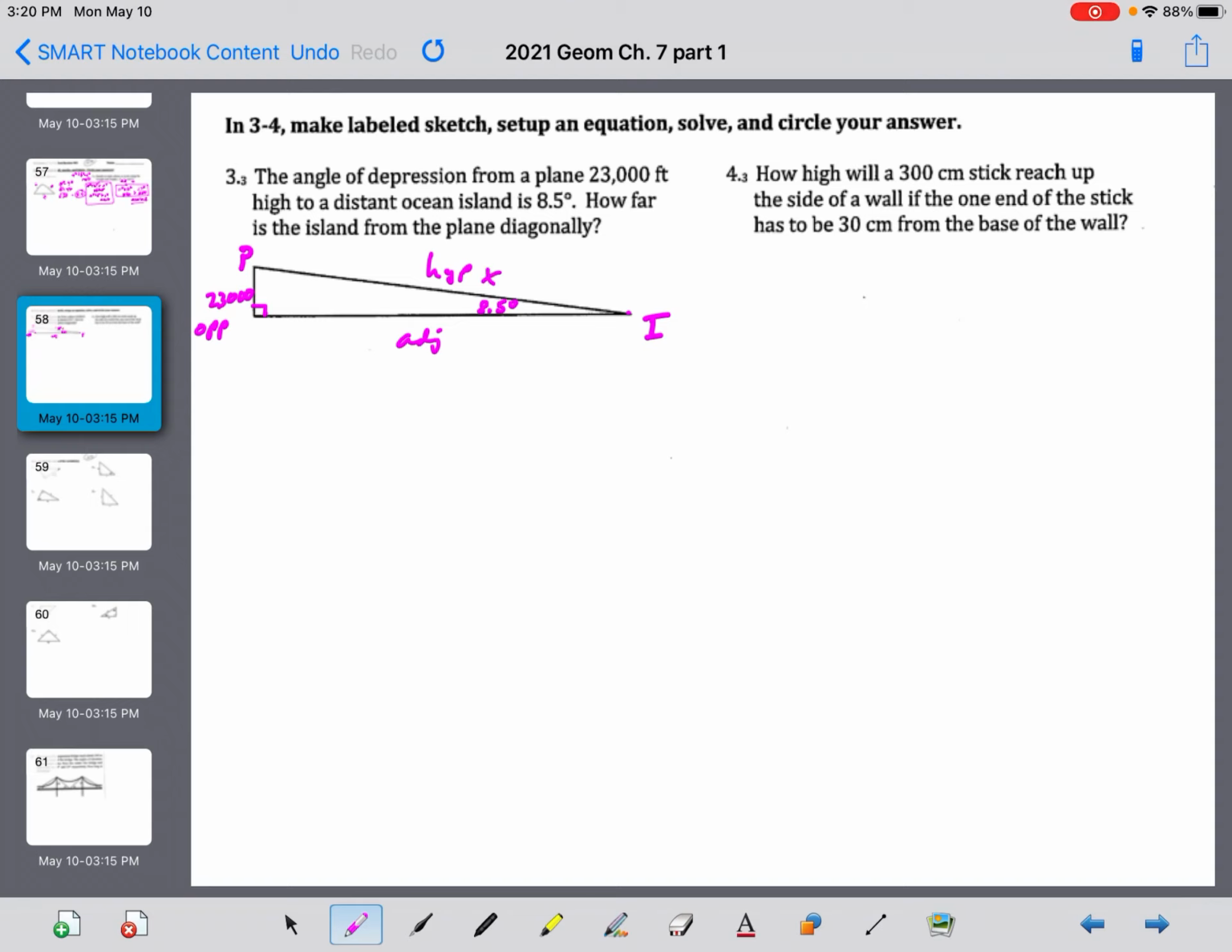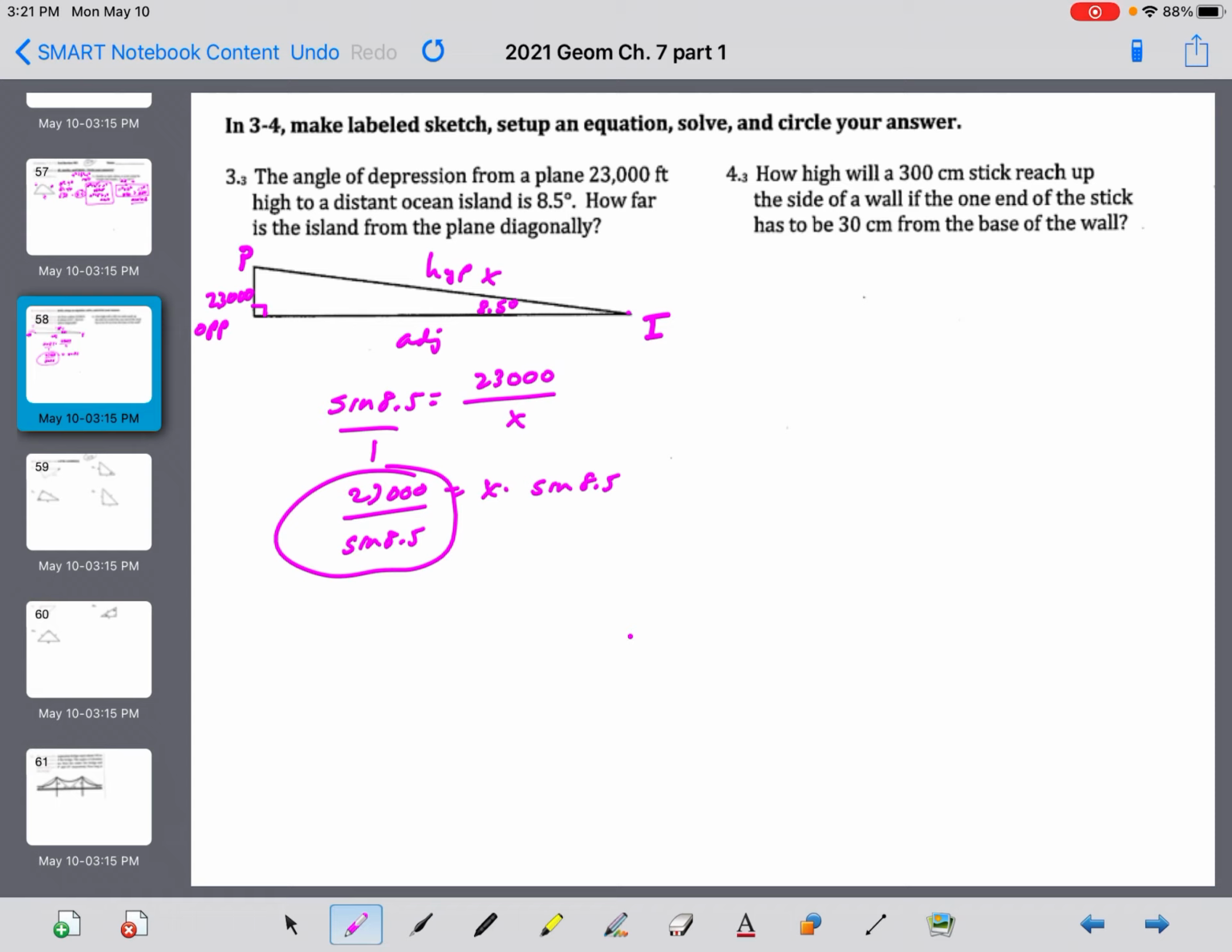So you're going to use sine. You say sin 8.5 is equal to 23,000 over x. Put it over 1, cross multiply. You get 23,000 is equal to x times sin 8.5. So you're going to divide by sin 8.5. So that little bit of math right here is going to kick out an answer. All right, so it's going to be about 155,606 feet.